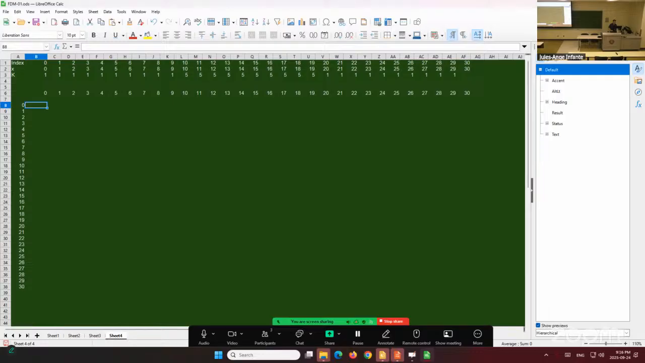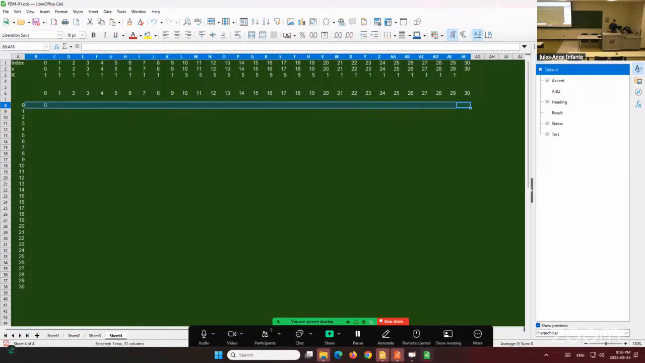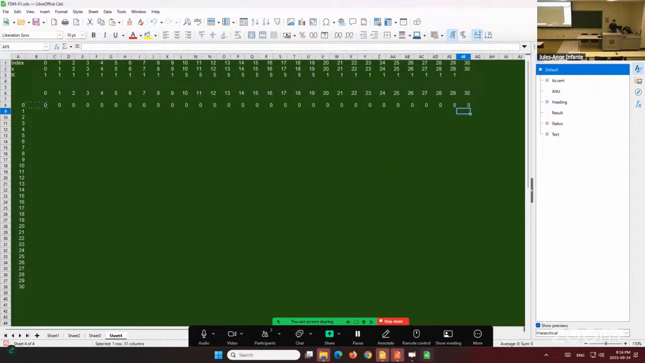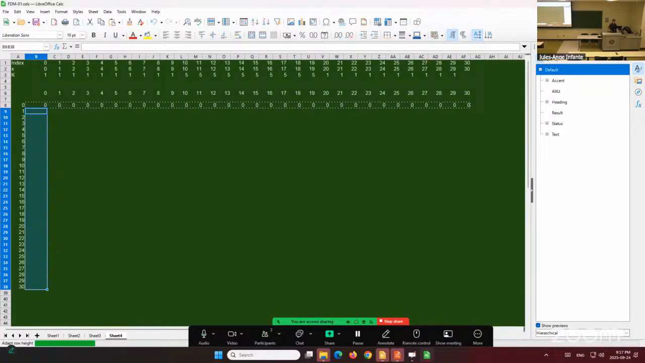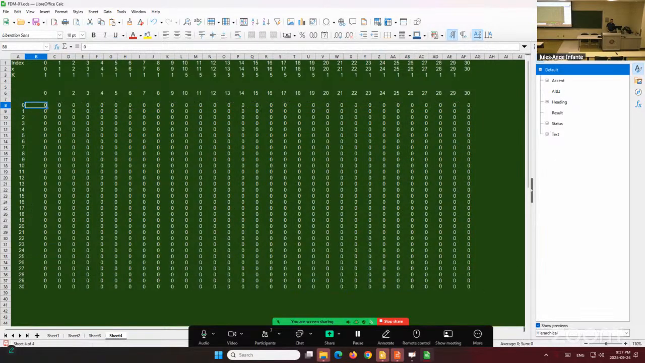Okay, so the idea was that let's fill everything with zeros. It'll be easier. And you have this many rows and columns. Sometimes it's just easier to initialize everything. And now we take care of our diagonal.